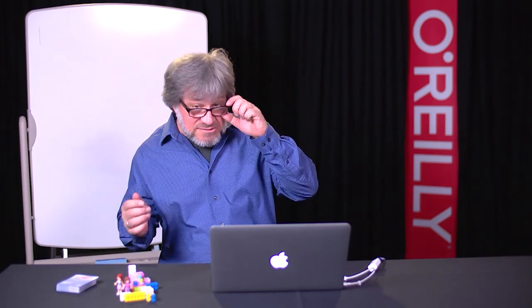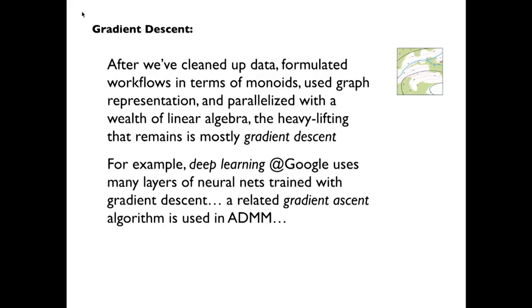That's what your data scientists should really be thinking about doing: more services, doing service-oriented architectures. When I go out and talk with really advanced teams working on machine learning, they're focusing more and more on low latency and real-time use cases. And probably the best way to go about that is to think about re-architecting based on services. The point there is that after we've cleaned up our data and formulated our workflows in terms of monoids and used graph representation and parallelized with all kinds of linear algebra, at the end of the day, the heavy lifting that remains on what the cluster is doing is mostly gradient descent optimization.